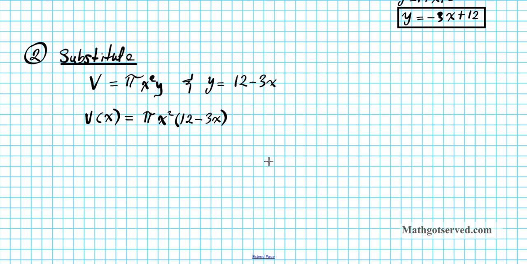To make it easy to differentiate so we don't have to use the product rule, we can just distribute pi x squared to these two terms right here. So V of x is going to be 12 pi x squared minus 3 pi x to the third. Now what's the domain? What are the constraints on x? How small can x get?